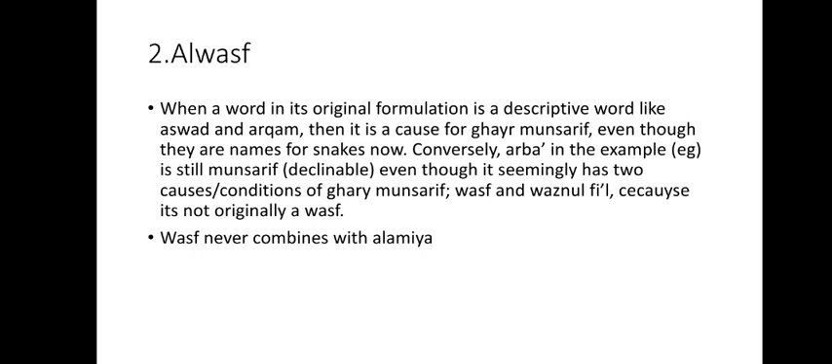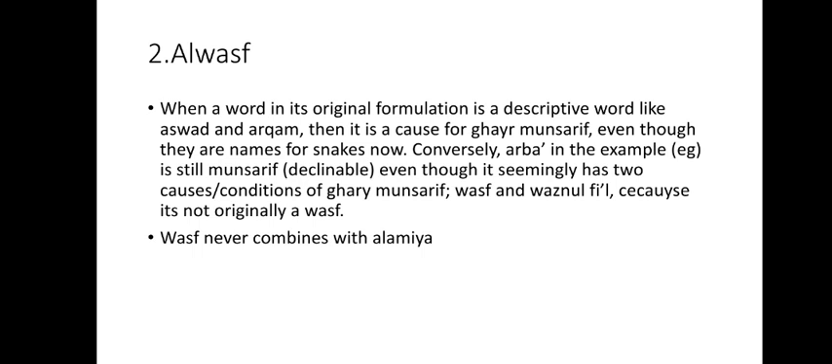So you have examples of aswad and arqam. Aswad just is a description for the color black. Arqam is a description for a white feature. And they are causes for ghayr munsarif, even though they later became names for snakes, for certain snakes, because they were originally used to describe colors. So they were descriptive words. They will be considered a cause for ghayr munsarif.